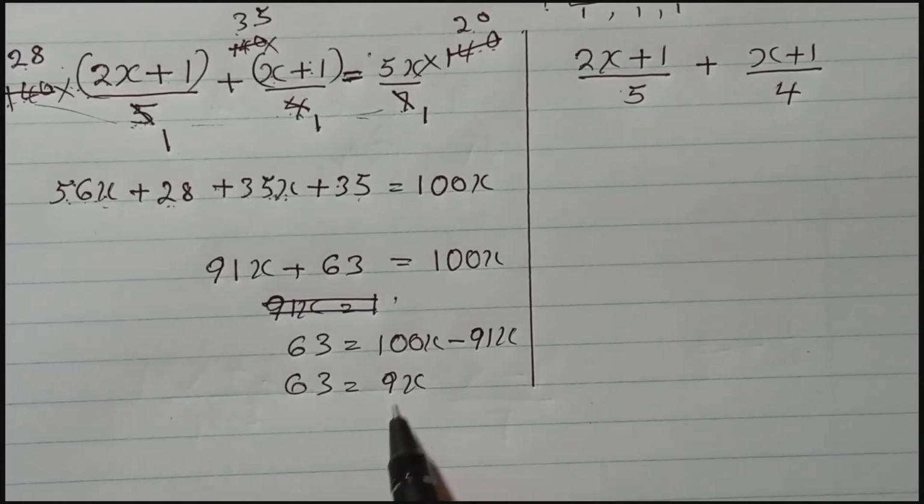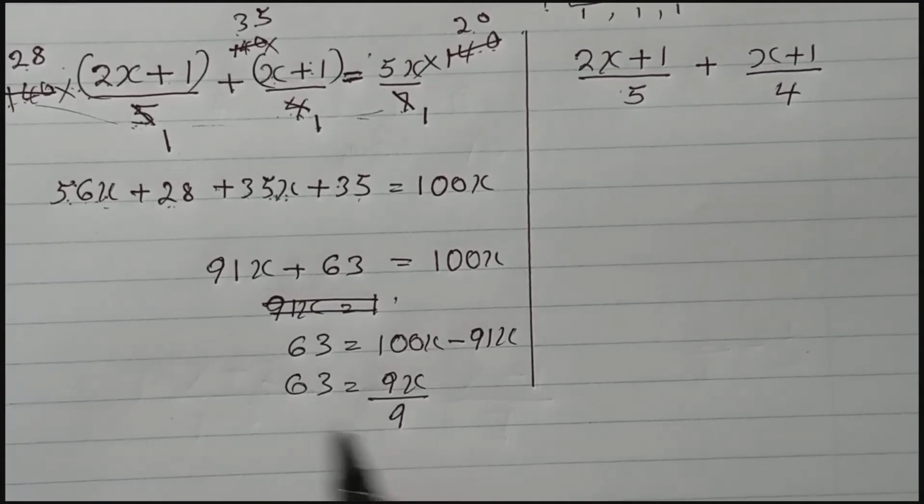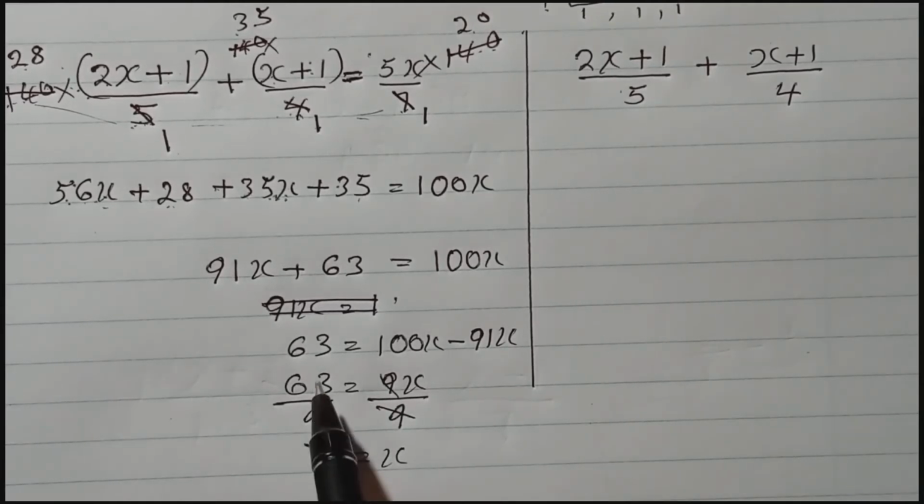9x. To find x, what do I need to do? Divide both sides by 9. So here the answer will be 7. 6 in 63, how many 9? 7, no? So we got the answer.